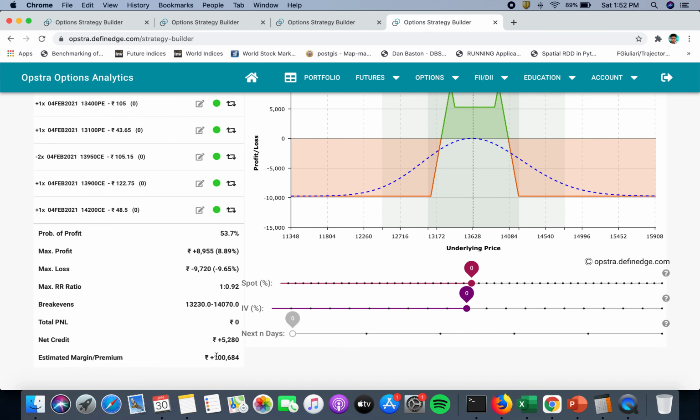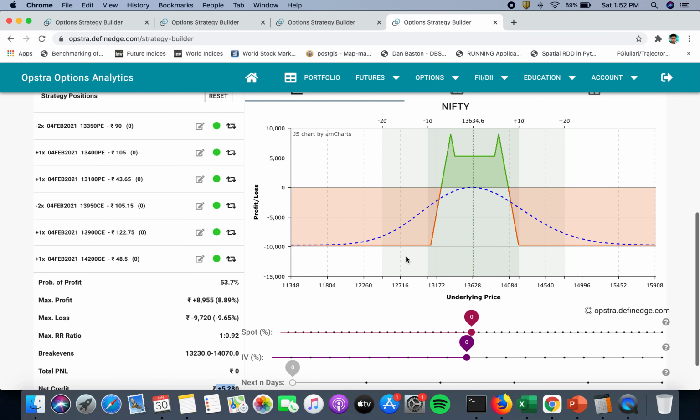You will require around 1 lakh rupees of margin for this one. This can vary, so please check it out with the margin calculator of your respective broker. And you can see that we have a net credit of around 5200. And the best part is that you can see that if at all Nifty stays from 13400 to let's say 13900, we are going to end up with a sure short profit of 5280.